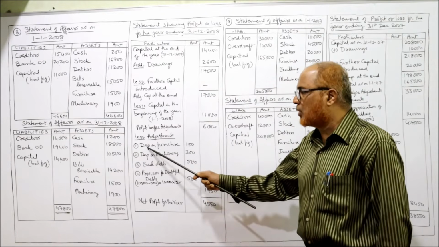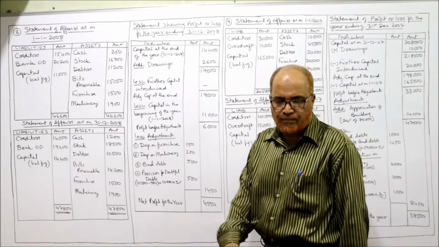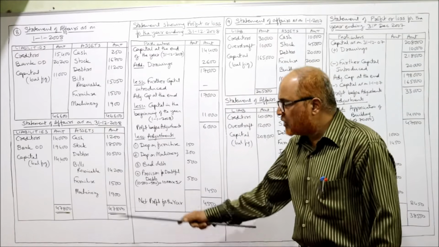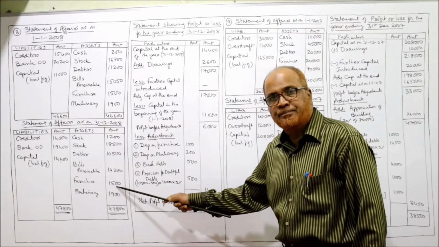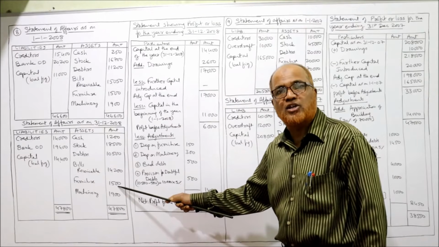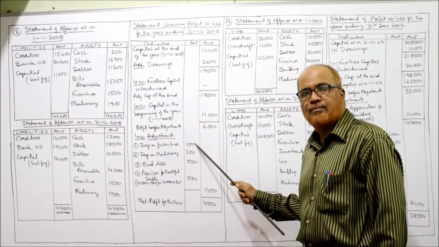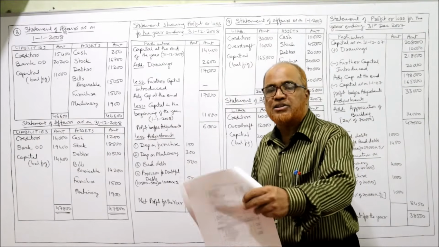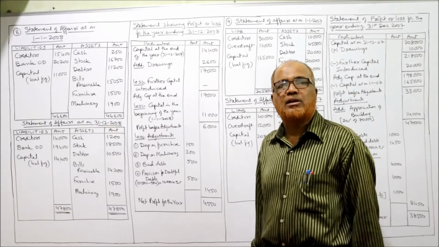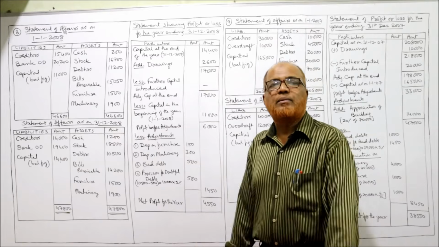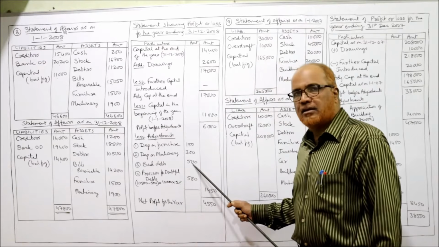What are the adjustments? First of all, depreciation on furniture. It is given in the problem, depreciate furniture by 10%. What is the value of furniture? You can see here, 1,500 rupees is the value of furniture. 10% of 1,500, 150 is the depreciation. Similarly, on machinery, 300 rupees depreciation is directly given in the problem, so depreciation on machinery is 300. Bad debts are given in the problem as 500, so 500 rupees bad debts.